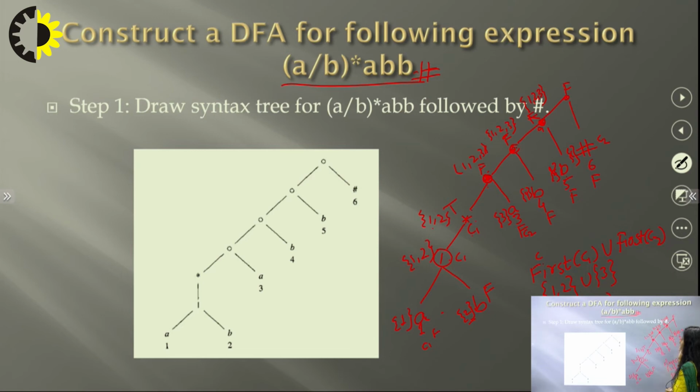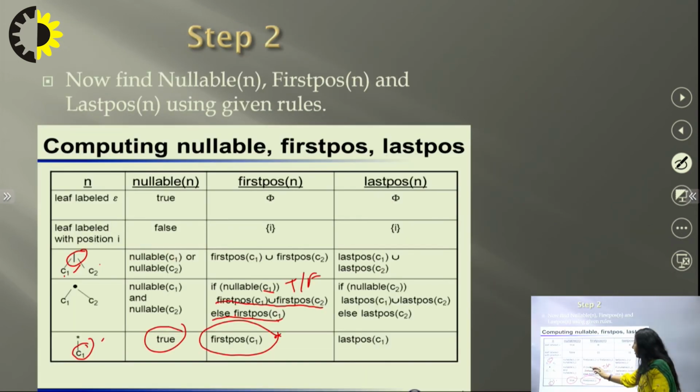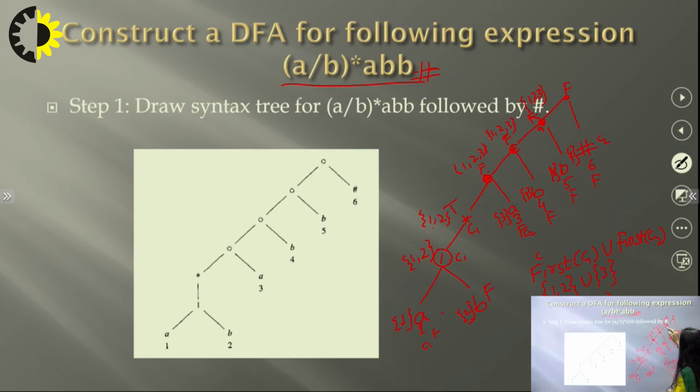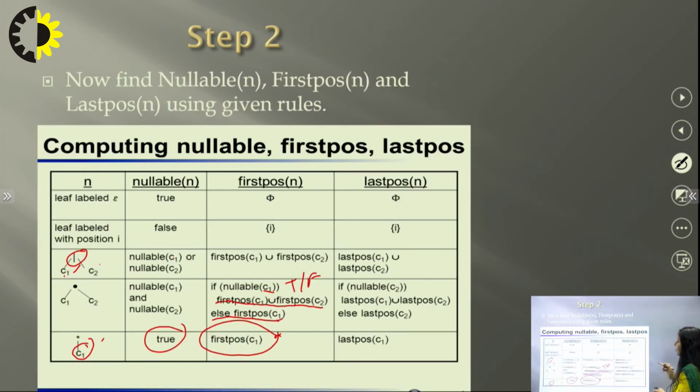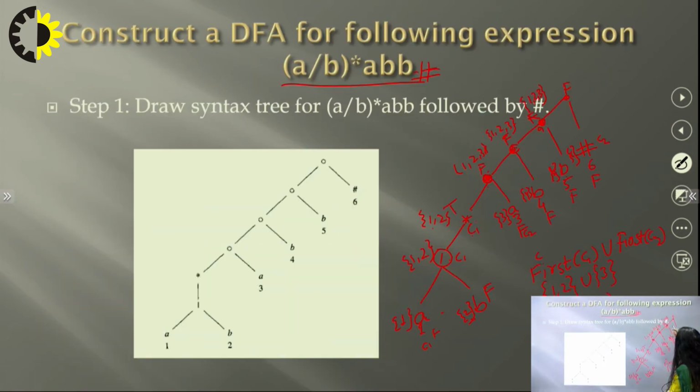So, the condition is, if nullable of C1 is true, but here nullable of C1 is false. So, we have to compute the else part. That is the first pos of this is 1, 2 and 3. So, by this we have computed the nullable function as well as the first pos function of each node, whether it is the leaf node or the intermediate node.